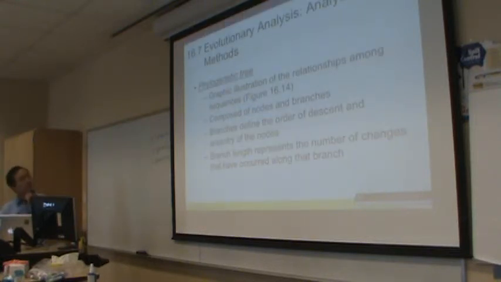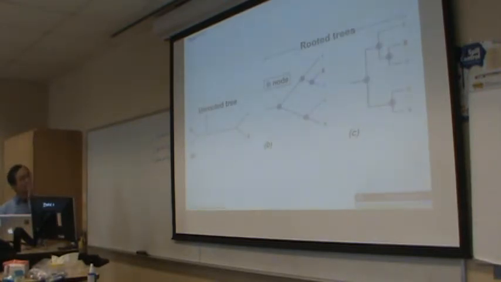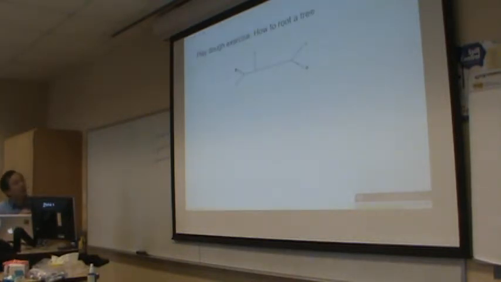Okay, phylogenetic trees. Once we have sequences, we can use them to generate phylogenetic trees. Many of you, I think we went through this before, but here's an interesting exercise. Here are rooting and unrooting trees. If we want to say life started somewhere, we have to put a root on there, but usually we don't. So if I want to put a root here, what will that tree look like?